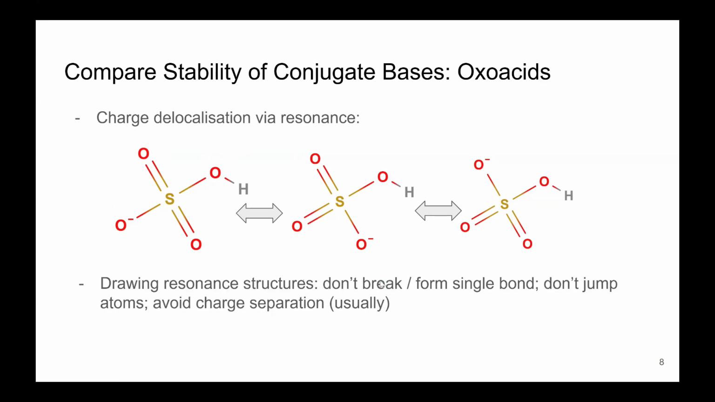Okay, so when we draw resonance structures, we shouldn't break or form single bonds, because those are usually your sigma bonds, and if you break those, it doesn't really make a lot of chemical sense, at least at this level. And we shouldn't jump atoms. For example, you shouldn't make this bond go here. That would be like jumping atoms.